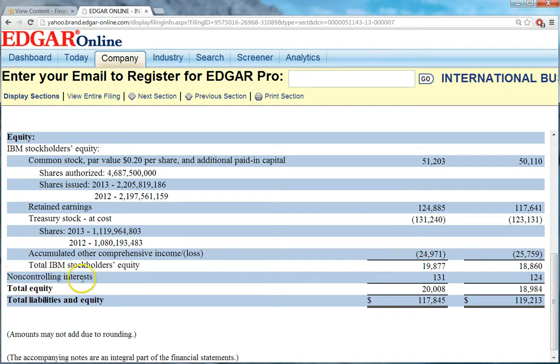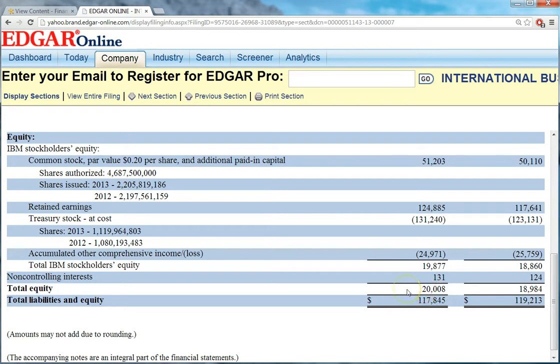And then we do have this non-controlling interest. So obviously IBM has ownership interest, in fact majority ownership interest, in a number of subsidiaries. But there are apparently some subsidiaries for which they do not possess 100% ownership. And so the $131 million represents the non-controlling interests of subsidiaries that are consolidated on IBM's financial statements. And so our total equity here for IBM is a net $20 billion.